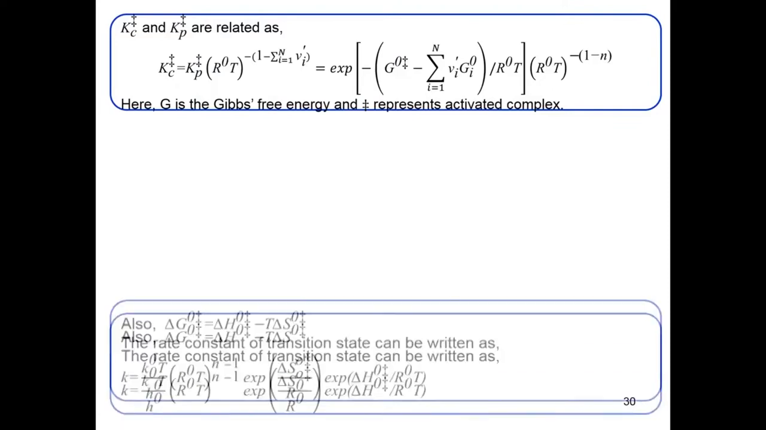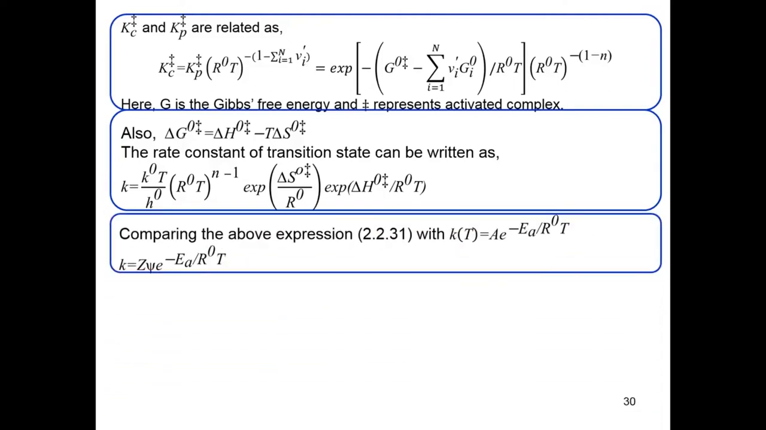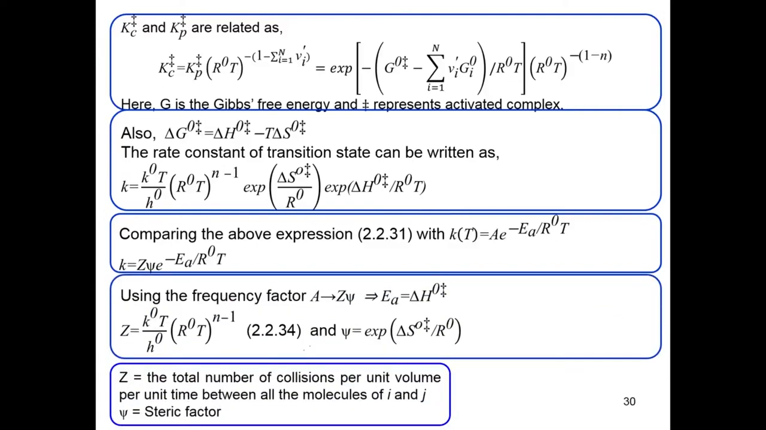Now, of course, you can relate this; we can go from Kc to Kp. I will just show you the steps, and then you can use it in terms of the Gibbs free energy, and you can write the rate constant in terms of the Gibbs free energy. As you know, the change of the Gibbs free energy for this process is given by the change in enthalpy minus the temperature times the change in entropy. And then you can write it like this, and you can find it in this kind of a form.